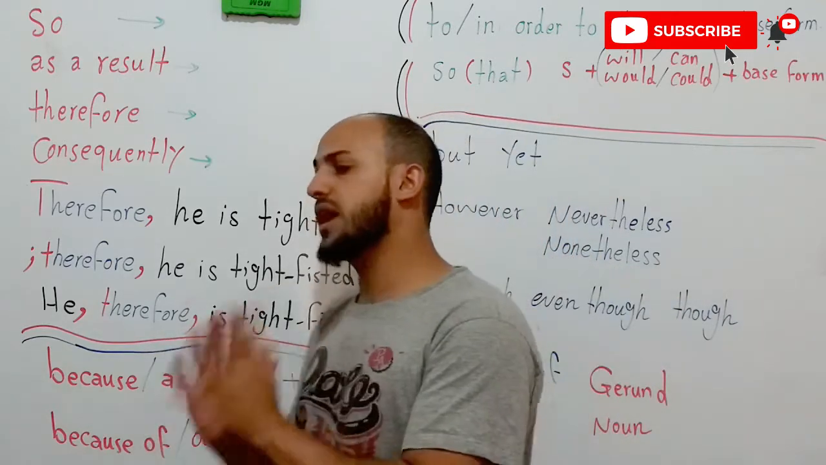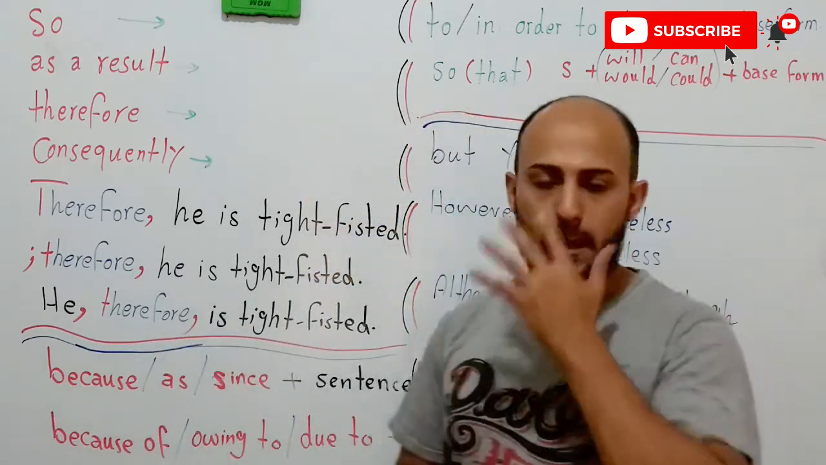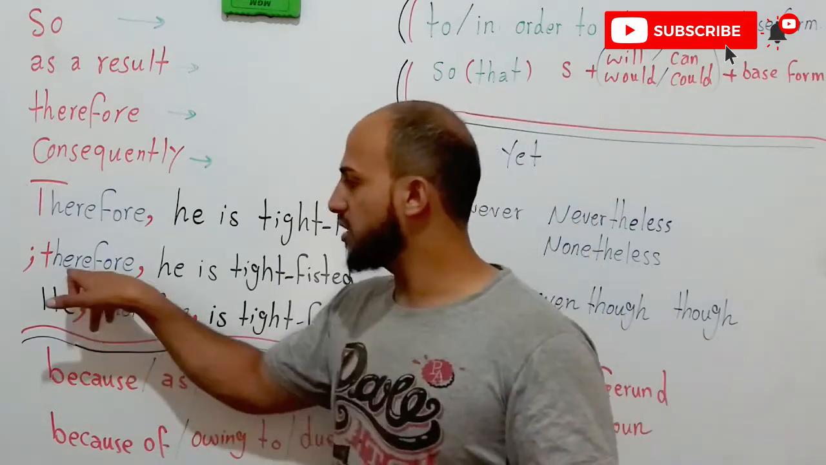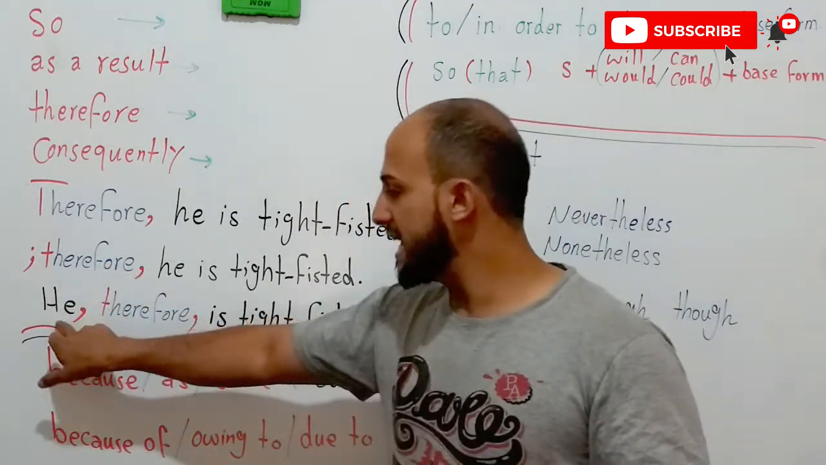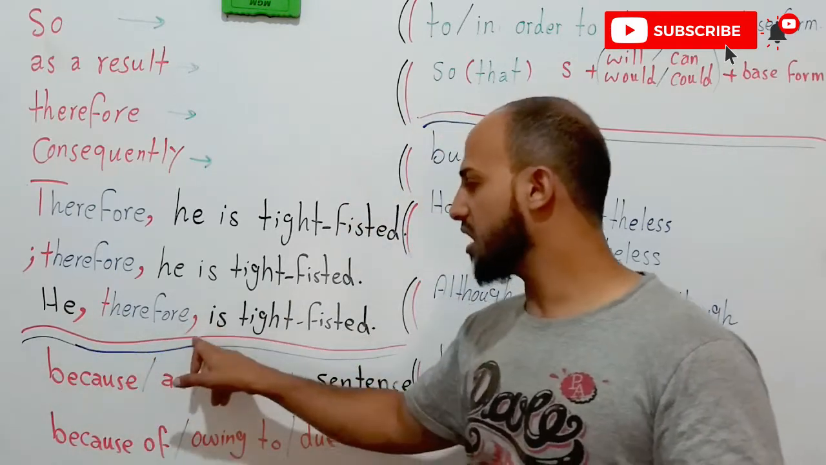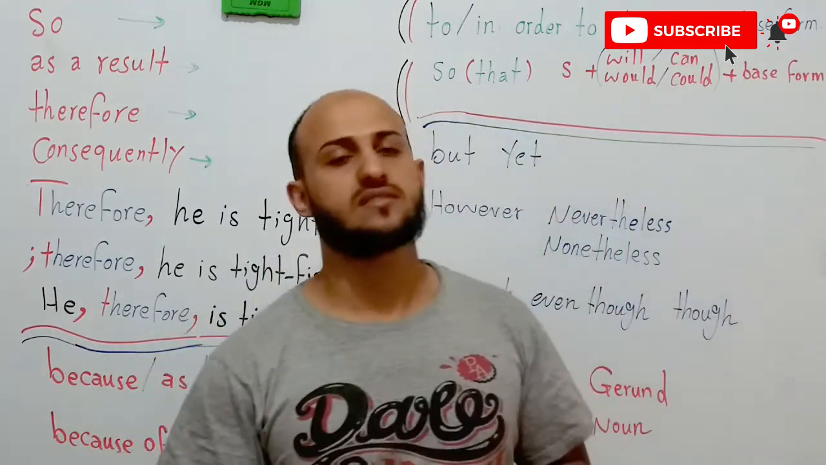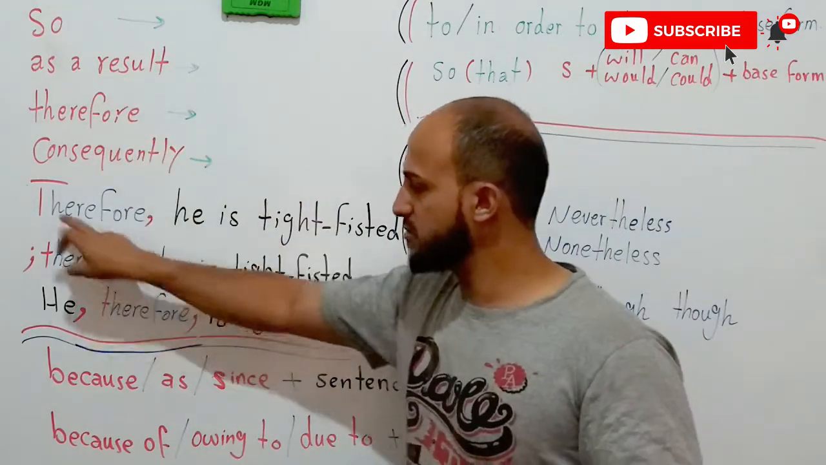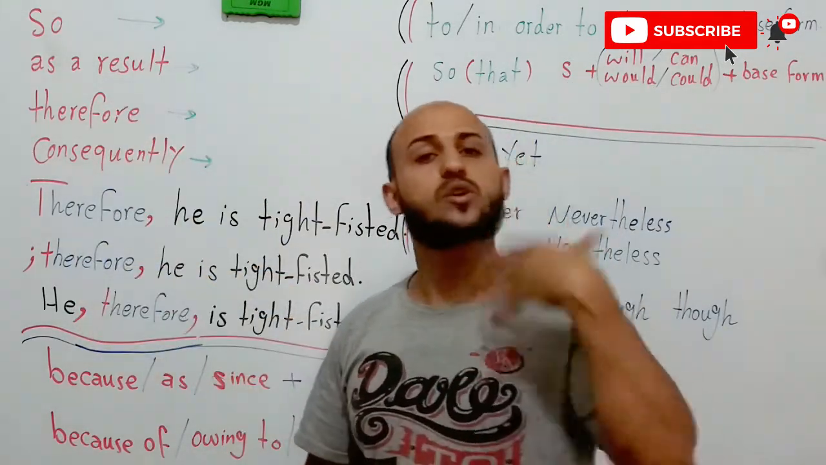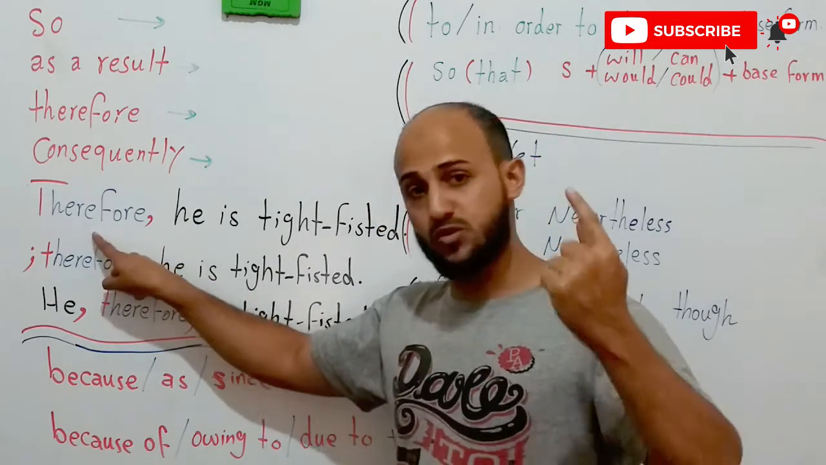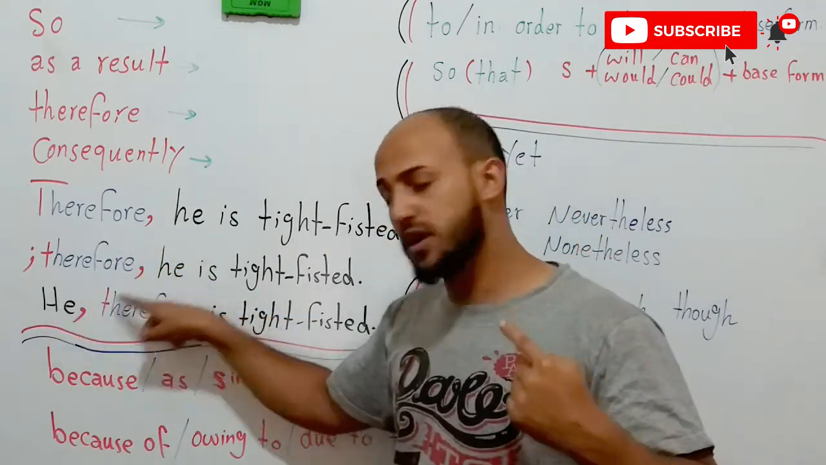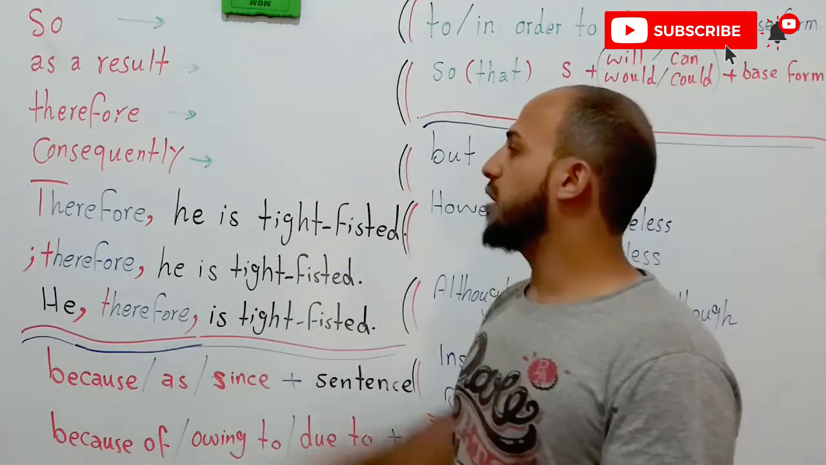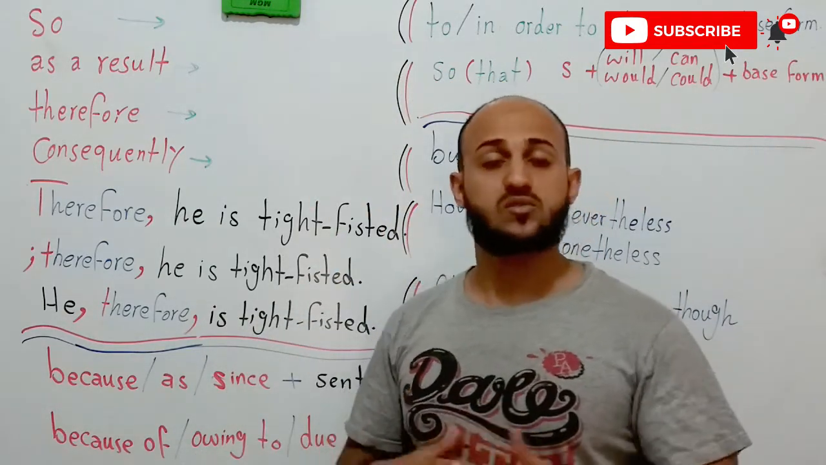Now we have one that is really strange, and really strange means it is formal. When I use this one in the middle, I say he, comma, therefore, comma, is tight-fisted, all right? So we can use them all, 1, 2, 3, the same way here. When you are writing, guys, one time you use this way, one time this way, one time this way. This is very good, okay? Now we finished talking about the word result.